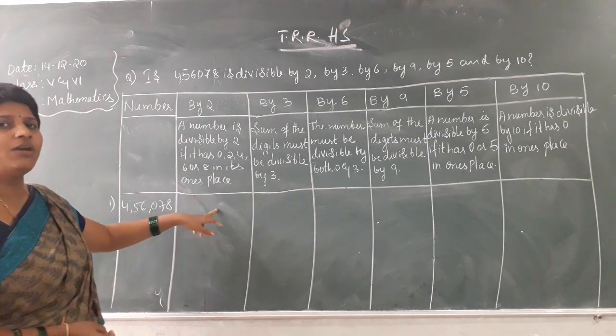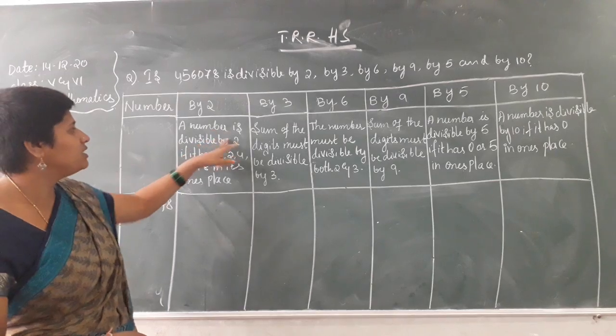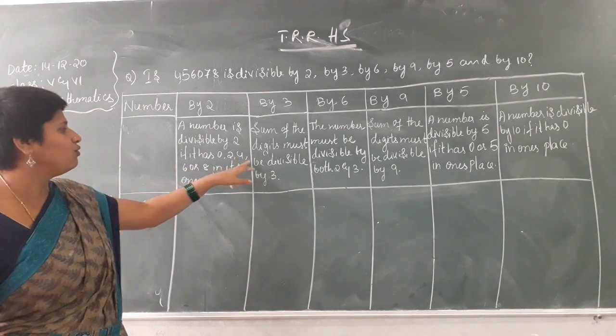Now once you read out the rule, what is the rule? A number is divisible by 2 if it has 0, 2, 4, 6 or 8.